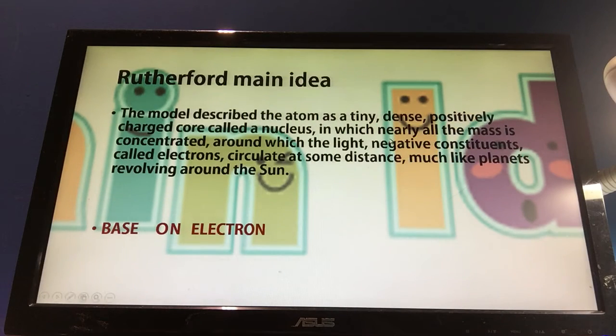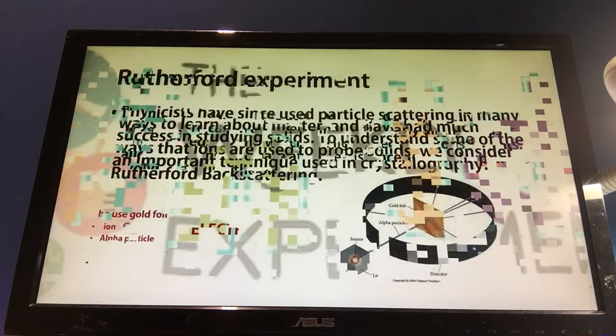Rutherford's main idea. The model described the atom as a tiny, dense, positively charged core called a nucleus, in which nearly all the mass is concentrated, around which the light, negative constituents, called electrons, circulate at some distance, much like planets revolving around the sun.